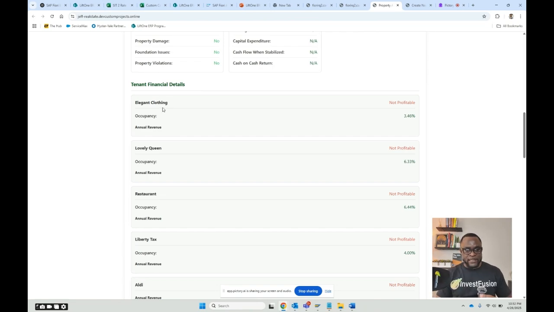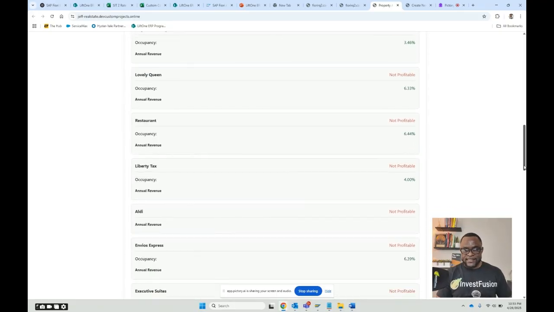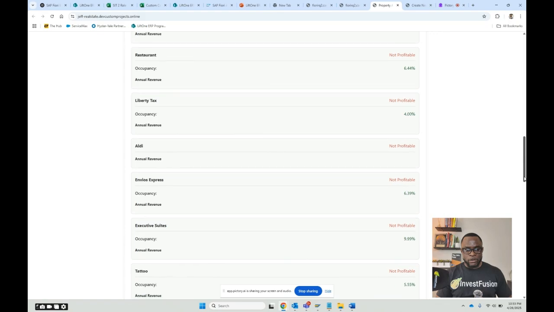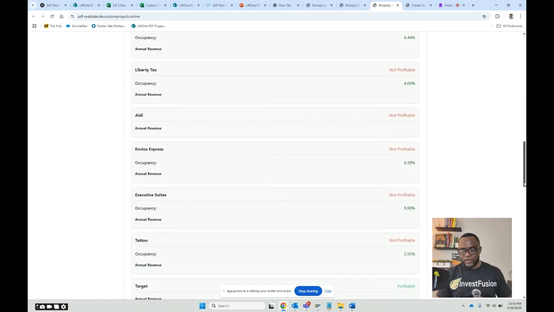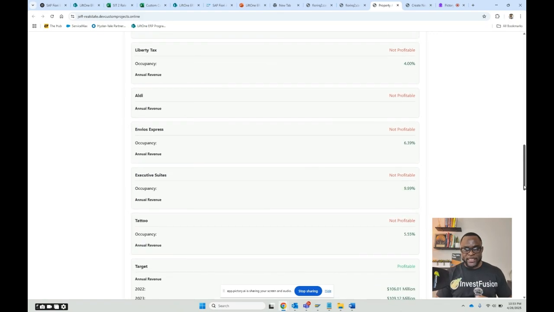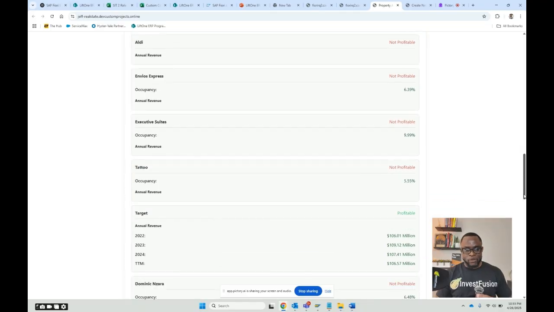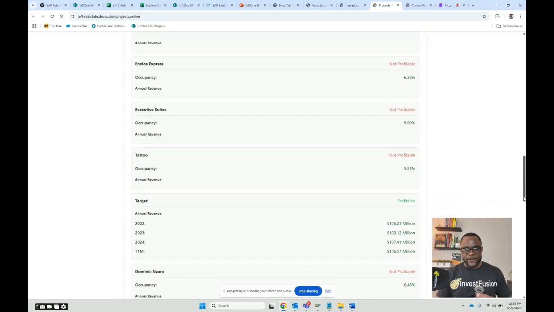So here you have the first tenant, Elegant Clothing. It says not profitable. Occupancy, it says 3.46%, which is great. It didn't give us any data on the revenue. Now for Lovely Queen, the occupancy is 6.33%. Again, it puts the word not profitable. For the restaurant, it says 6.44%. That's the occupancy. For Liberty Tax, it's 4%. For Envious Express, it's about 6.39%. For Executive Suites, it's about 9.99%. And for Tattoo, it's about 5.55%.